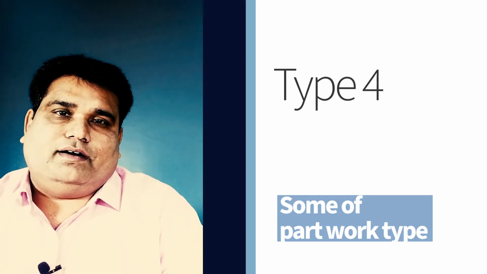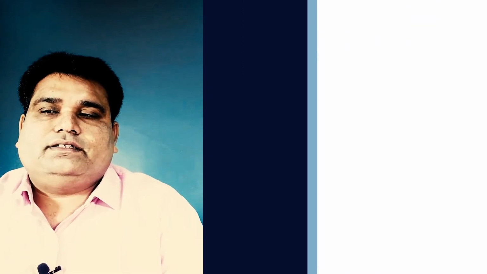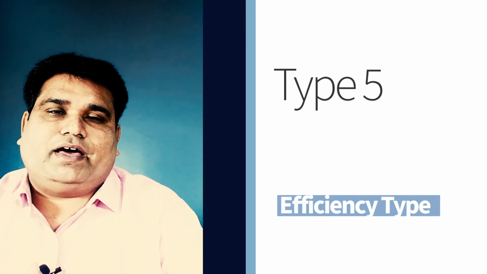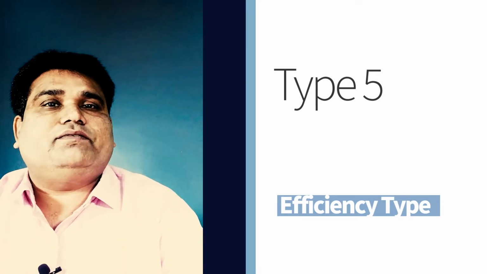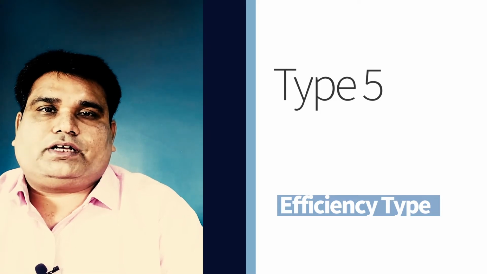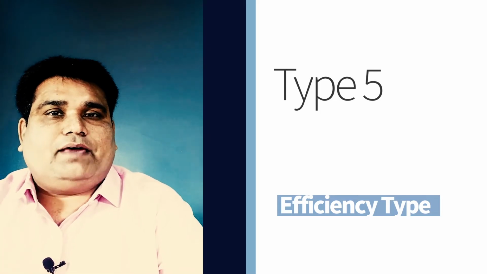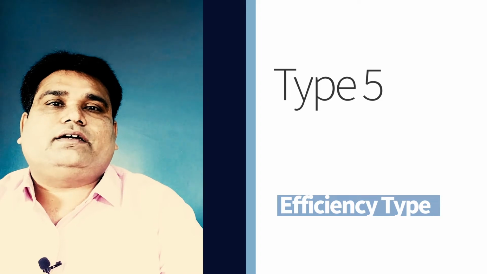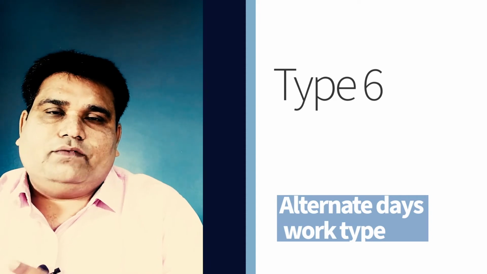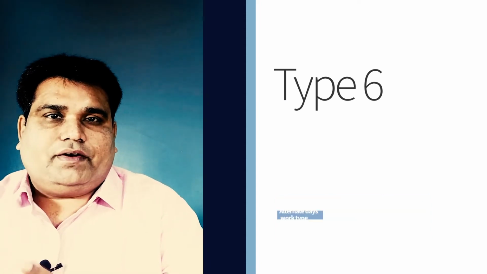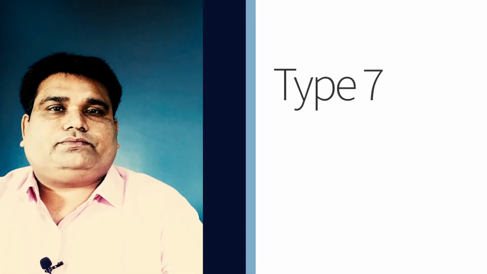Now type 5 problem is the efficiency type of problem, where A is 20% more efficient than B. Then we need to find out in how many days they will finish together. Type 6 is the alternate days type, like A does 1 day's work and then B does another day's work, and then how many days will they take to finish the work. And then various combinations are there. Then we have the salary type, which is very easy.